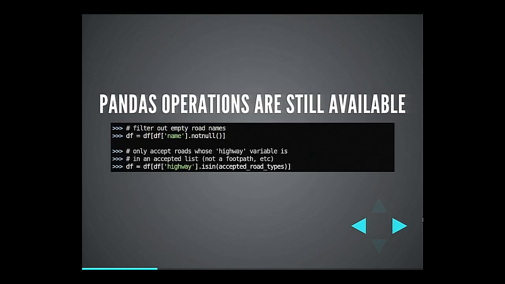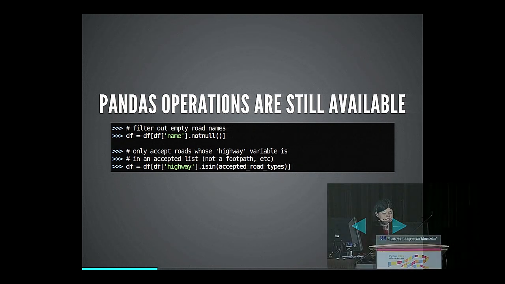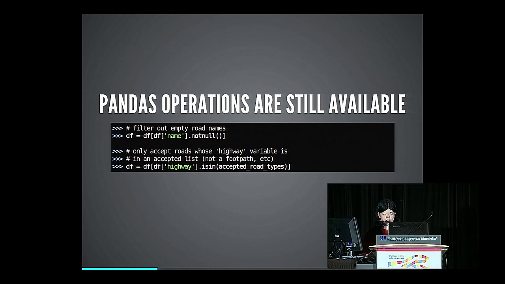And since GeoPandas is based on pandas, all of the usual pandas operations that we're used to are still available. So we can filter out empty road names using not null. We can accept roads only that are within a list of accepted road types. So we can leave out things like footpaths and stuff like that.